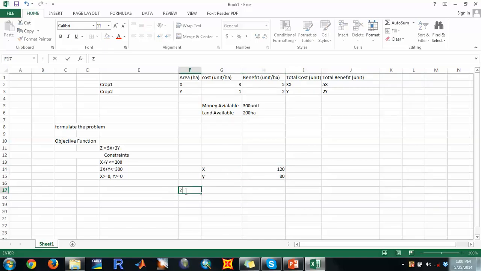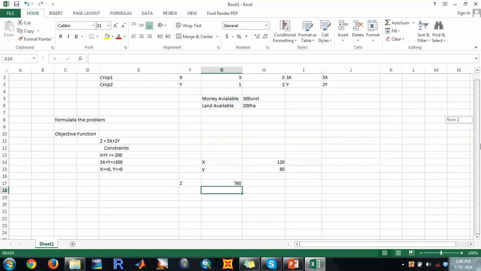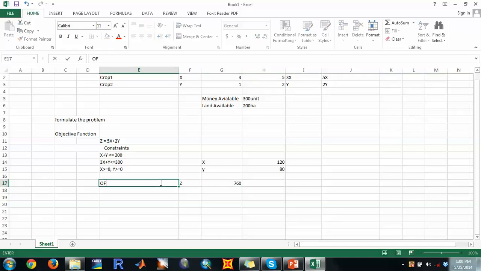So z, the total benefit, is our objective: to maximize the benefits, meaning how much area should go to crop 1 and how much area should go to crop 2. So this is equal to 5x plus 2y. So it is 5 times the x value, plus 2 times the y value. So this totals to 760. This is the objective function, and then the constraints.